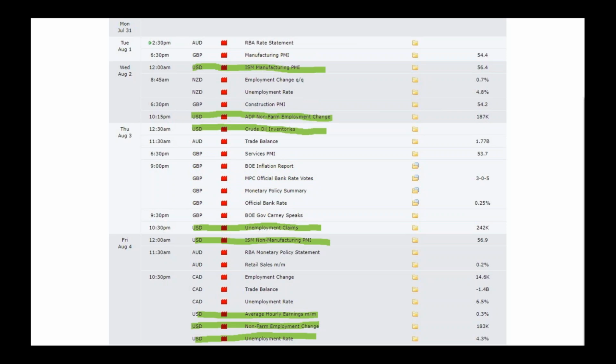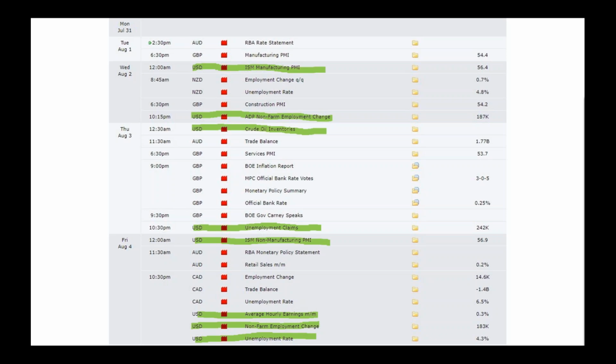Then we have the private sector employment change on Wednesday, and Thursday the unemployment claims, private sector, and then the big one. The big one is on Friday, which is non-farm payroll. So we're seeing the unemployment rate, the number of jobs, and the average hourly earnings.